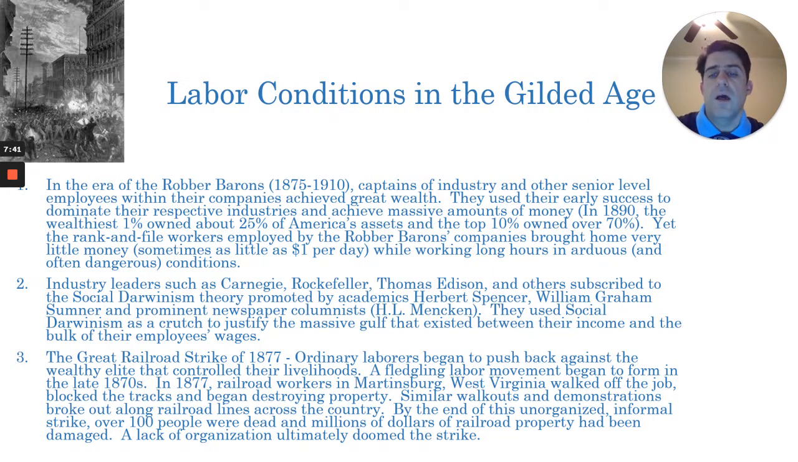So one of the first major examples where we see the social unrest develop within the ordinary workers occurs in 1877, the Great Railroad Strike of 1877. This was a fledgling labor movement of railroad workers in Martinsburg, West Virginia, who simply walked off the job because they were unhappy with their pay and with the working conditions.